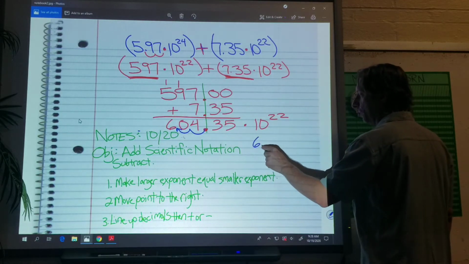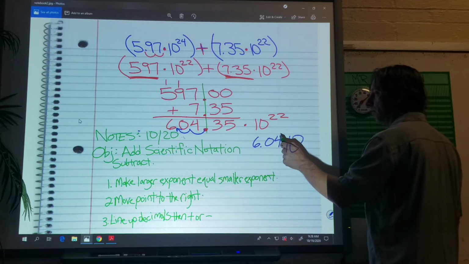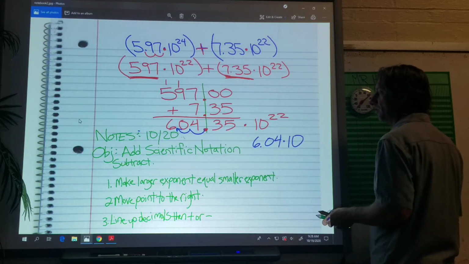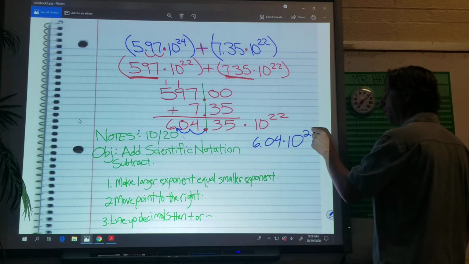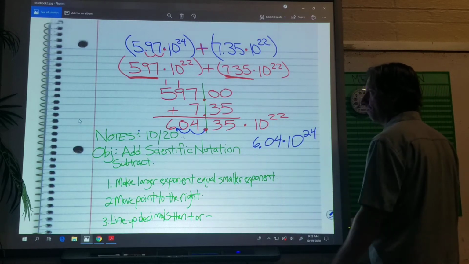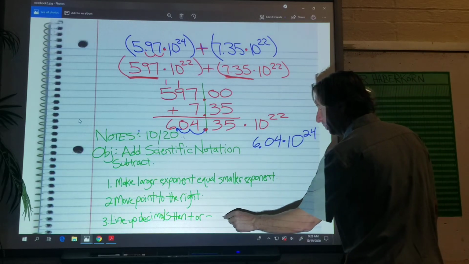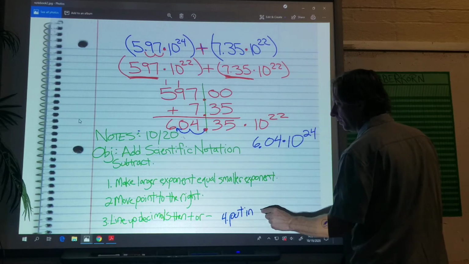I have 6.04 times 10 to the 22. I moved it over 2 spaces to the left. That means this number goes up, okay? So this becomes 24. So my last step should be, if it's not, put it in scientific notation.